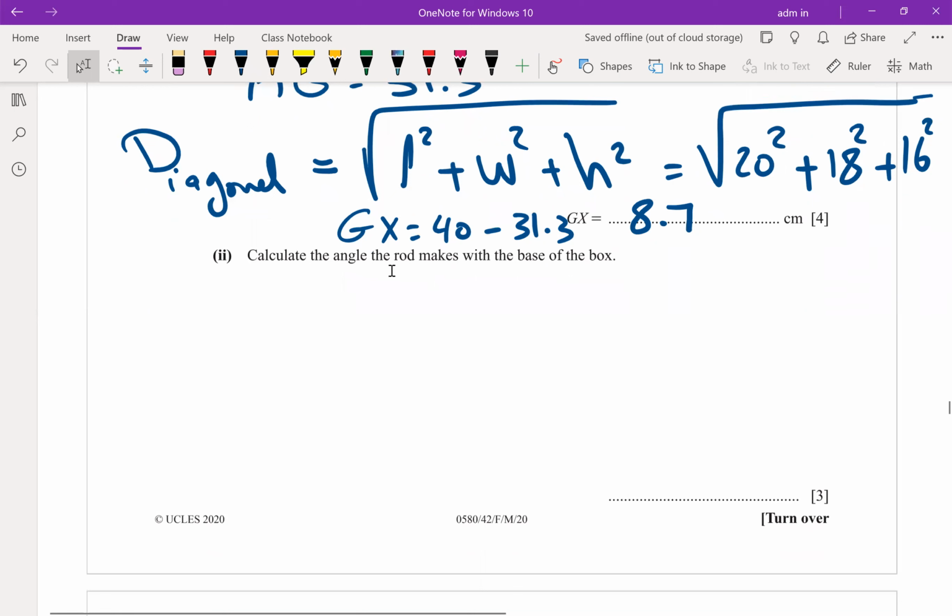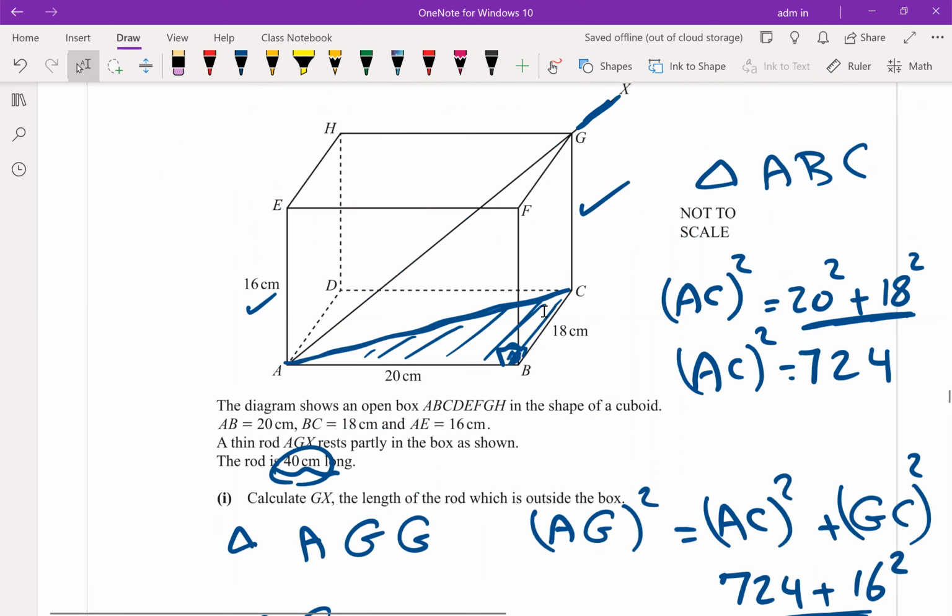Part 2, find the angle the rod makes with the base. Which angle he asked to find? Sir, the question in homework was to do in the first part. How to find the angle theta? The angle between the diagonal and the base, from this right angle triangle. We already have this side, which is 31.3, and this side 16.